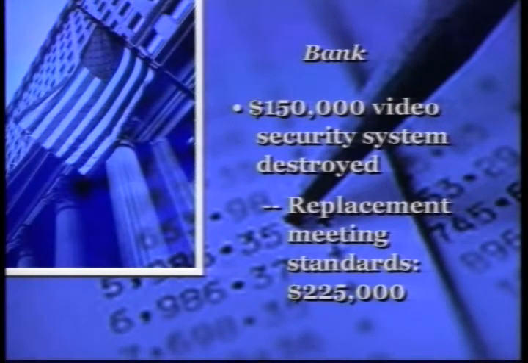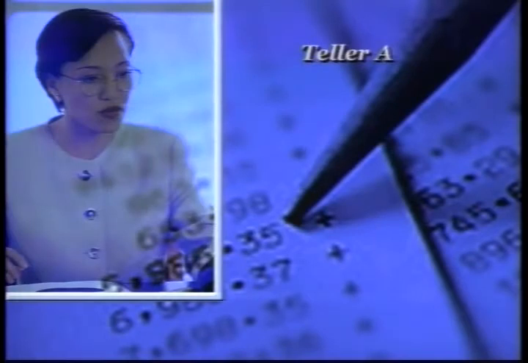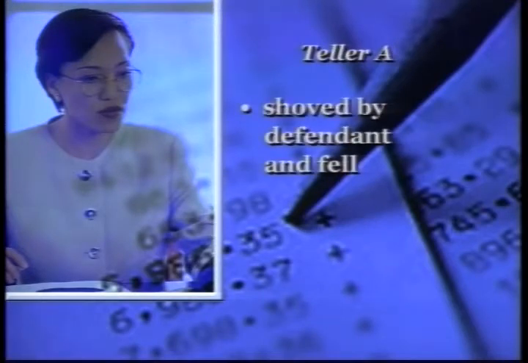A system meeting minimum requirements now costs $225,000. Yet, to save long-term costs, the bank's policy has been to purchase state-of-the-art systems. Therefore, the bank replaced the destroyed system with a state-of-the-art system costing $300,000. During the robbery, D encountered three bank employees and a bank customer. As he headed toward the teller drawers, D shoved teller A, causing her to fall, lacerating her leg.